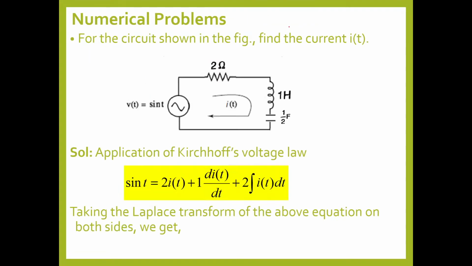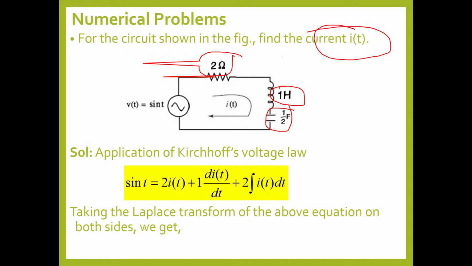Okay, so there is a numerical problem. Here I have taken an RLC circuit. The R value is 2 ohms, inductance is 1 Henry, and capacitance is 1 by 2. What did they ask? They have asked us to determine the response, that is i of t. Input is sin t. So applying KVL, v of t is sin t.